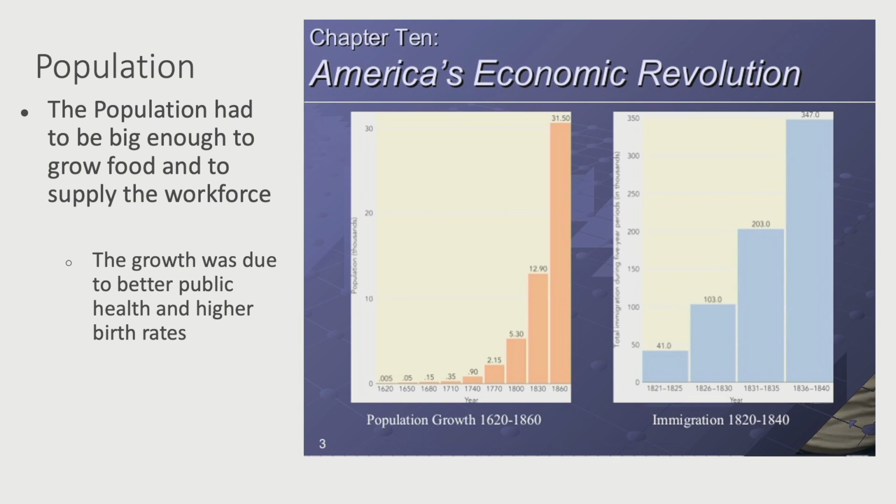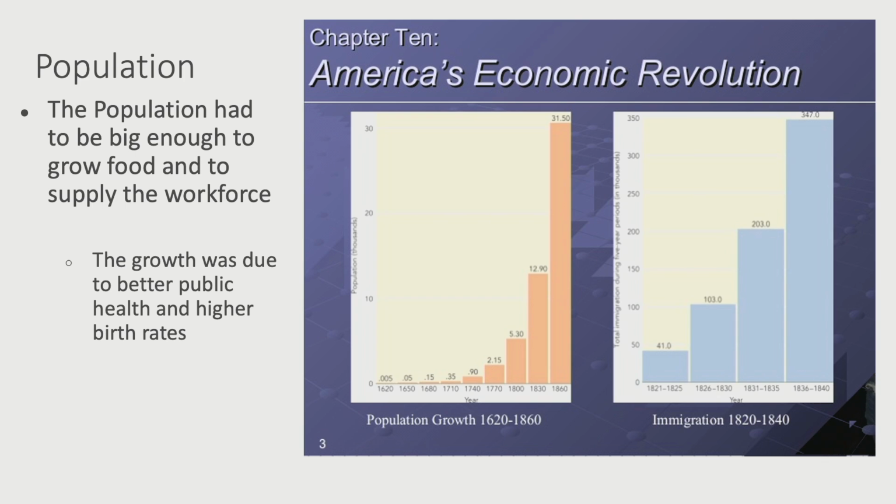So first we look at the population. It's basically a loop of supply and demand. The population had to be big enough to grow food and to supply the workforce, and then because there is more food and more jobs, families are having more children, and so it just continues on and on. And this growth was also due to better public health and higher birth rates.